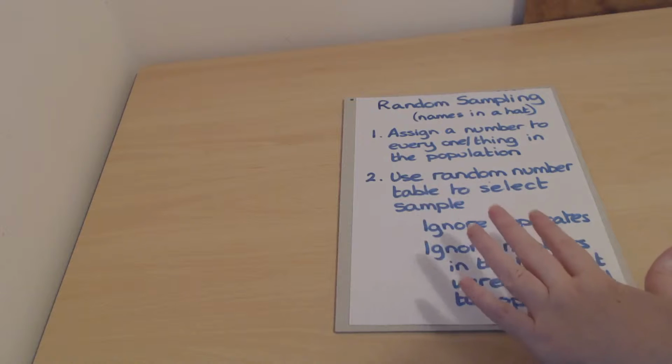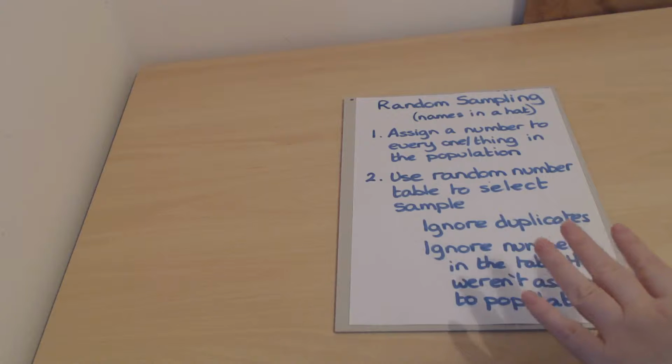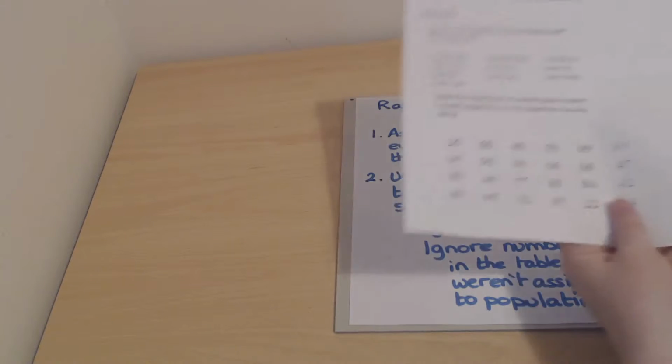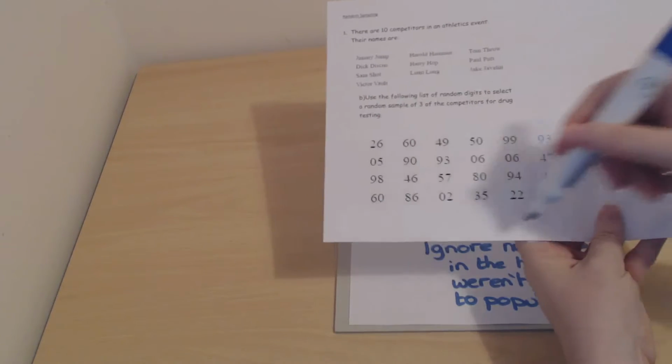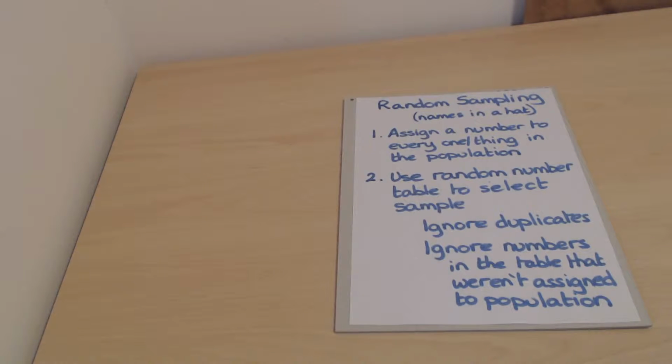Once we've assigned a number to everything, we need to use a random number table. This is what I'm talking about. Here we've got a section from a random number table. You might also in practice use either a computer or a calculator to generate the random numbers for you, but in the test situation you will be given a table of random numbers that have been generated previously. We're going to use those random numbers to select our sample.